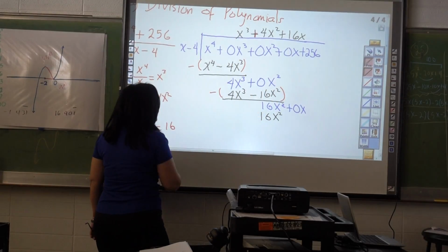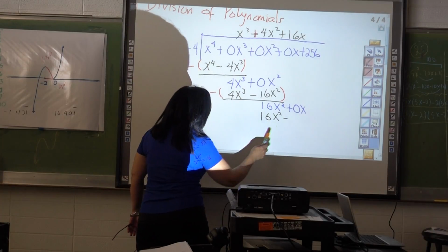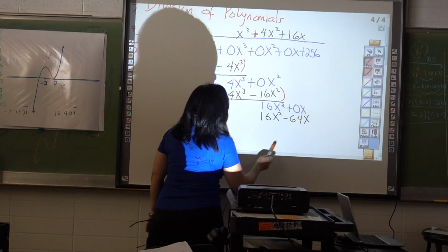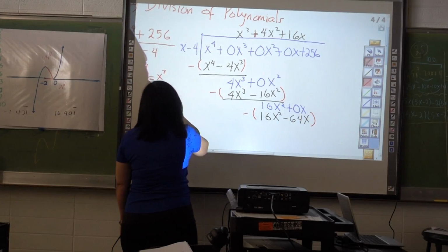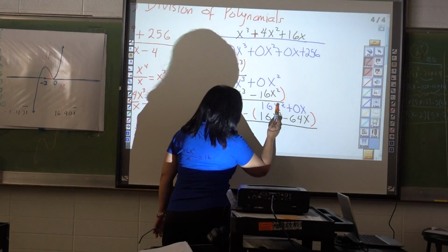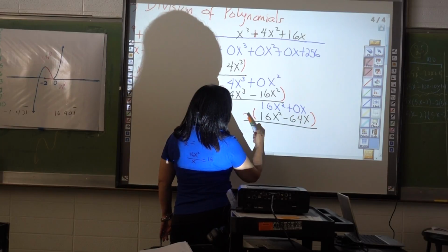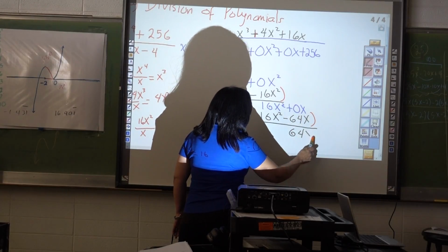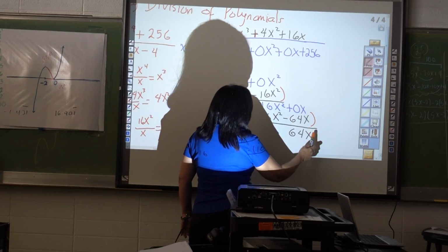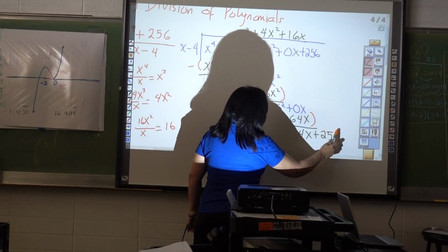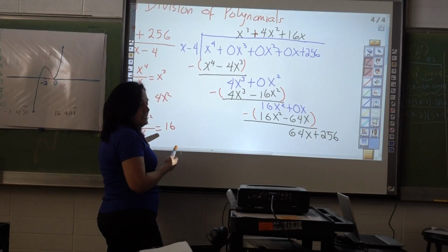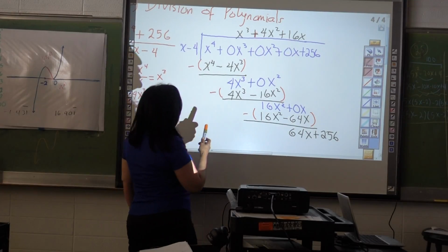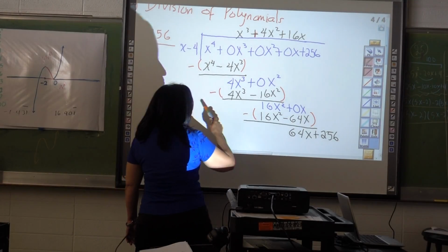16 times negative 4 is negative 64x. Since we are subtracting, we need to put that minus there. This minus this is going to cancel. 0 plus 64 is 64x. Bring down, the last part is 56. And we go 64x over x is 64. So plus 64.